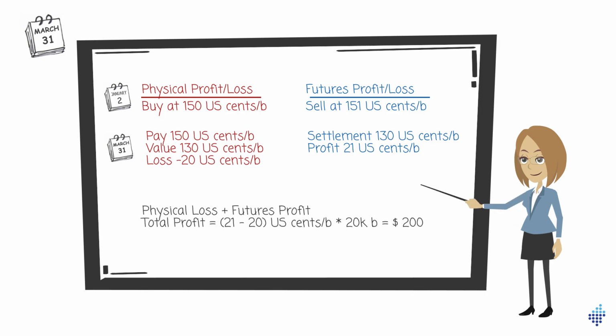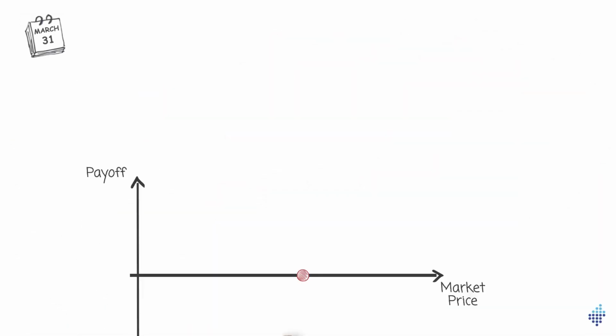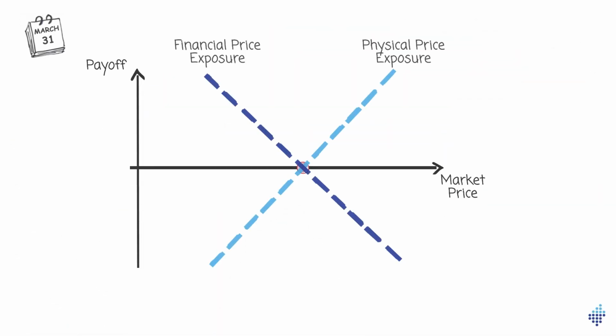In summary, the losses on the physical transaction are offset by the profits in the financial transaction. There is actually a small gain as the market was in contango. Effectively, the trader managed to hedge her agricultural price risk using derivatives. The financial futures position creates an equal but opposite exposure profile that offsets the physical risk.